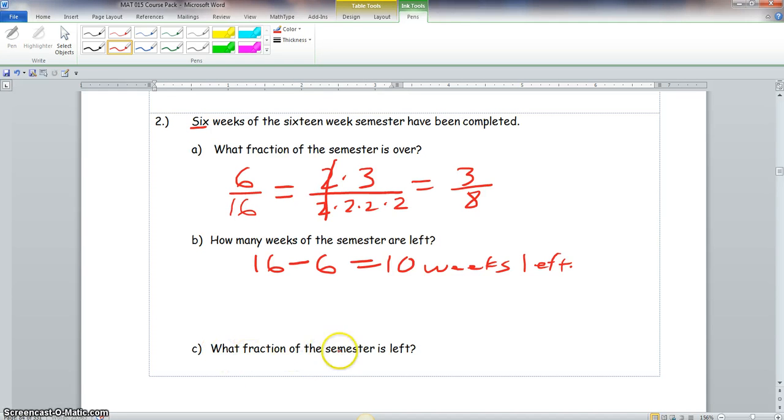Now it says here, what fraction of the semester is left? So what we would do is, the semester, we know it's 16 weeks in the semester, and we have 10 weeks left. So we have 10 over 16. Prime factorization of 10 is 2 times 5. Prime factorization of 16, we know it's four 2's. These 2's simplify out, and you will have 5/8.